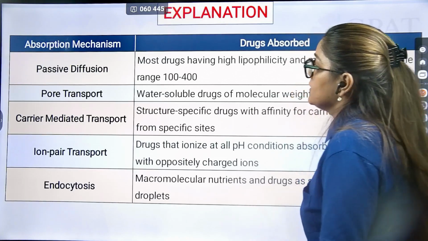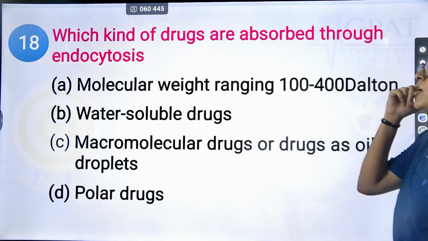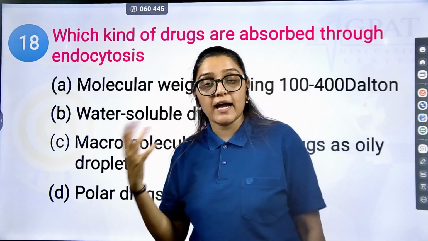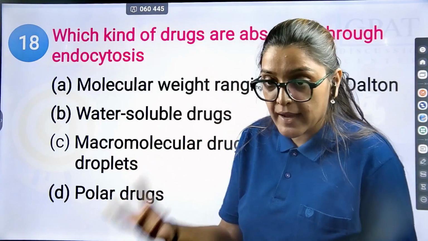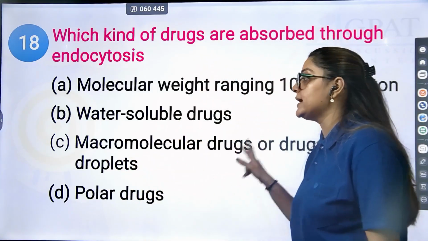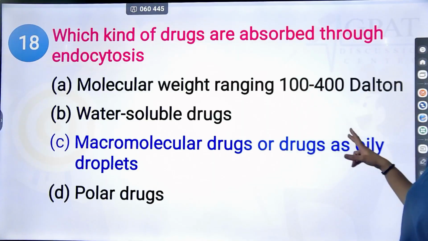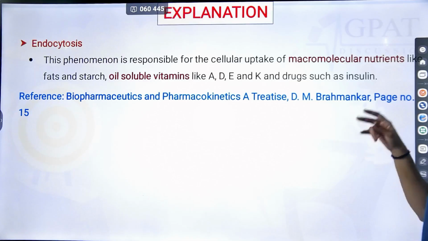Okay, next. Which kind of drugs are absorbed through endocytosis? We have just seen higher molecular weight, oily droplets, macromolecules. They are only transported via the endocytosis process. Repeatedly, I am saying the same thing.